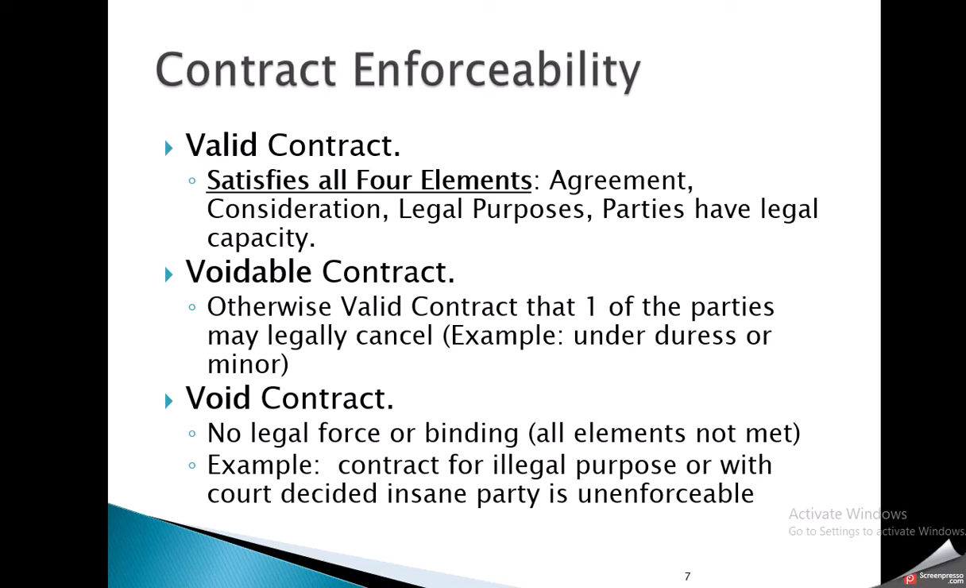A voidable contract would say one person in this contract has the right to void it. So they could be a minor under the age of 18. They can void a contract. Or if they were under duress or undue influence and they really, truly did not have legal agreement. So the agreement was kind of forced upon them.